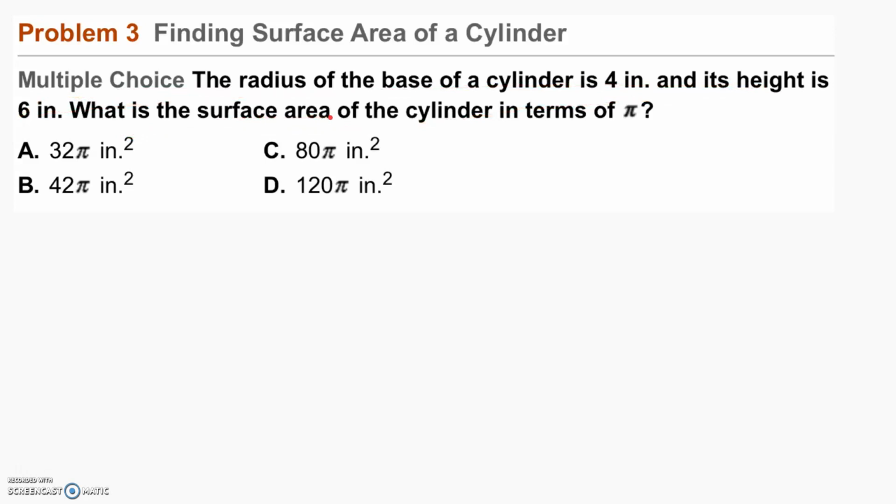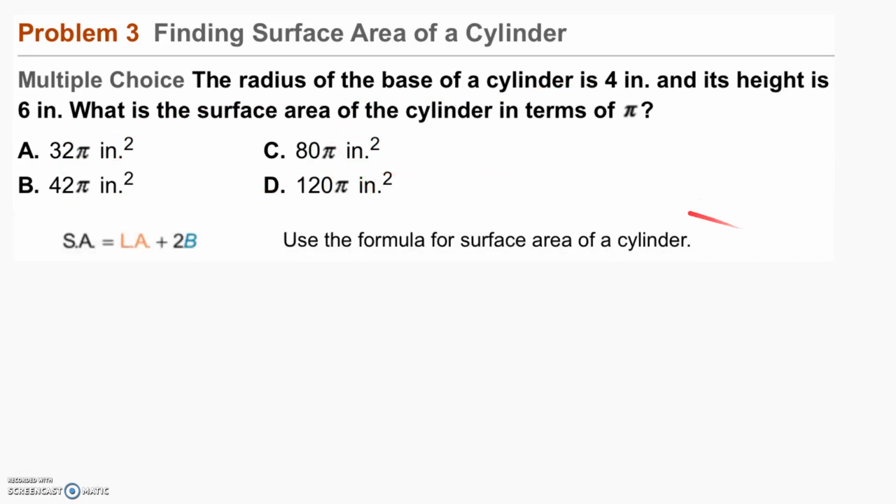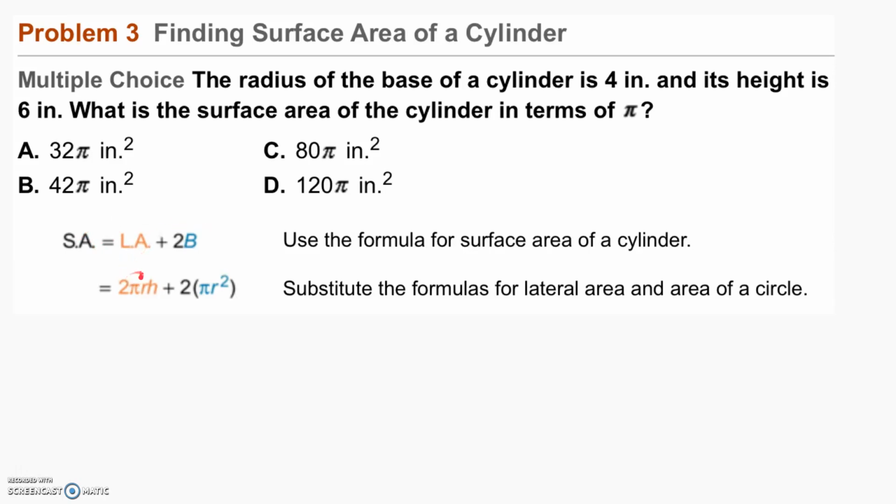What's the surface area? So we're finding surface area, not lateral area, of the cylinder in terms of pi. So remember what that means. We're going to leave the pi in the answer. Notice we have pi's in all these answers. So first of all, we're using this formula for the surface area of a cylinder. Surface area equals lateral area plus 2 bases. That's 2 pi r h plus 2 pi r squared.